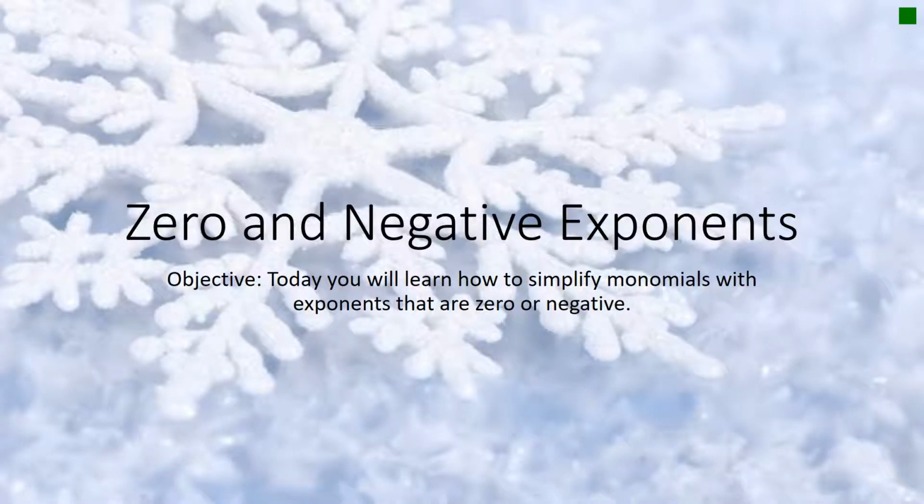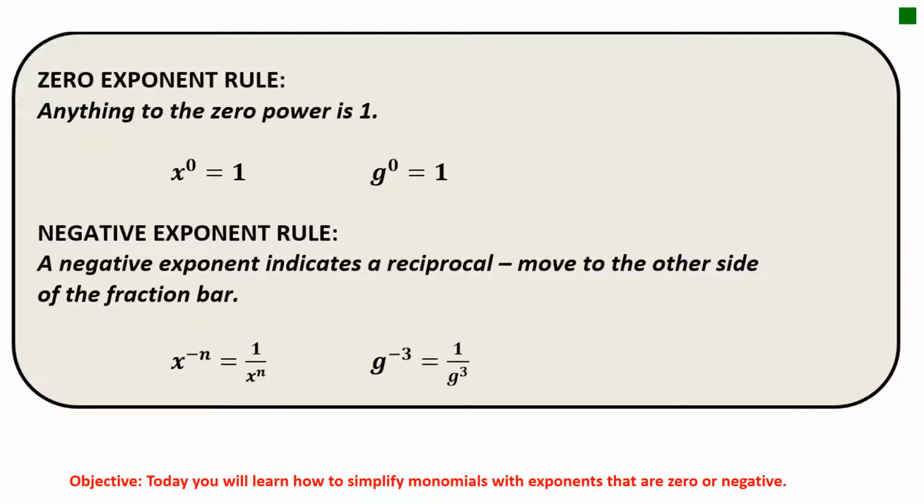Okay, here we go, guys. Here we go. Zero and negative exponents. We're going to talk about exponents of zero and exponents that are negative. If you have an exponent of zero, it is equal to 1.